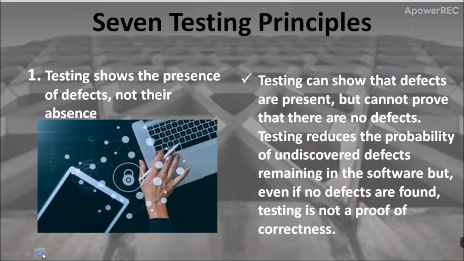What does that mean? Using software testing, we can show the defects that are present, but we cannot prove that there are no defects. When we do testing and don't find defects, that does not mean there are no defects in the software. So testing just reduces the probability of undiscovered defects remaining in the software. But even if you don't find any defects, that does not prove correctness. Testing cannot be a proof of correctness.